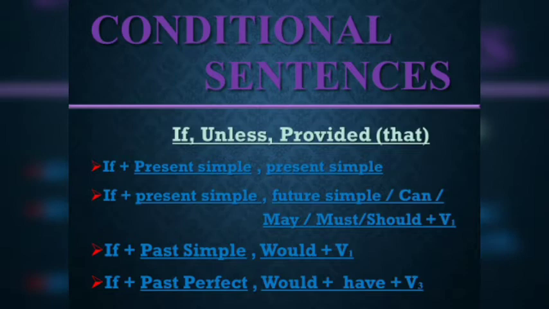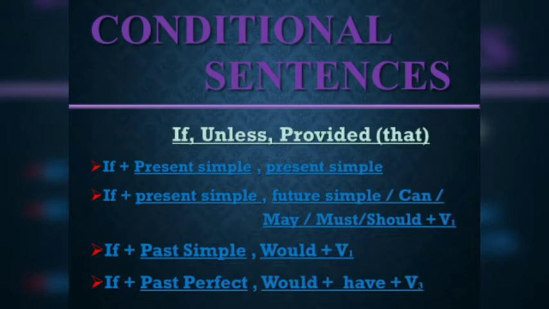So students, in this first category, that is present simple tense in both the clauses, in the if clause as well as in the main clause, we express something which will always result in the other thing, and it always remains the same. In short, in order to express a fact, truth, or proverb, we use this first category of conditional sentences.